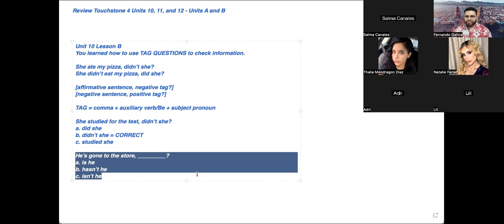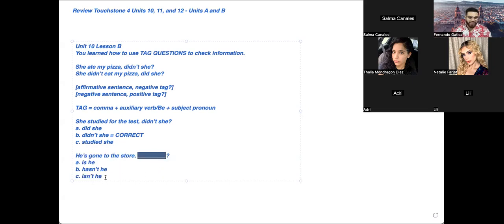What is the answer? B? Isn't he? Salma says B. Monica says C. Hazel, Gustavo, Lily, Ali, what do you say? I think that it's B. Hasn't he? Talia, what do you say? I don't know. C. Okay, it is letter B. Hasn't he? This is the correct one.